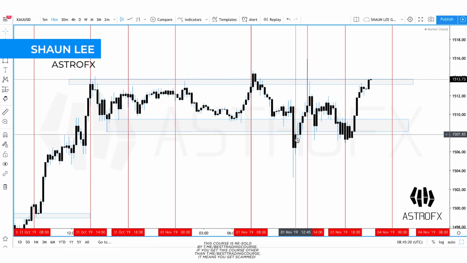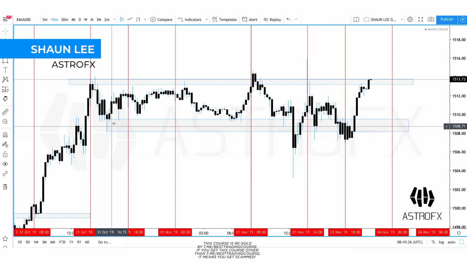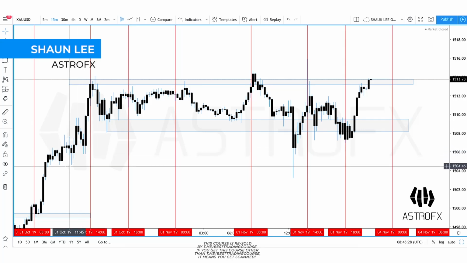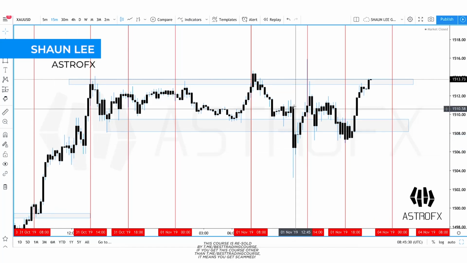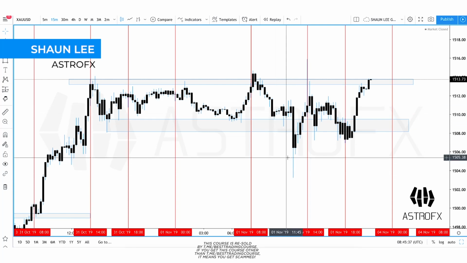Non-farm payroll has pierced the US low again, and then they brought the price back up and consolidated there as well. So anywhere around these lows, the market used non-farm payroll just to stop people out once more, those going long, and then the market is going to go long again next week.